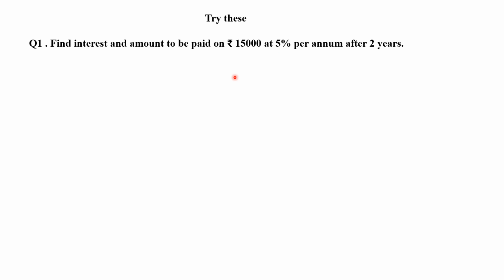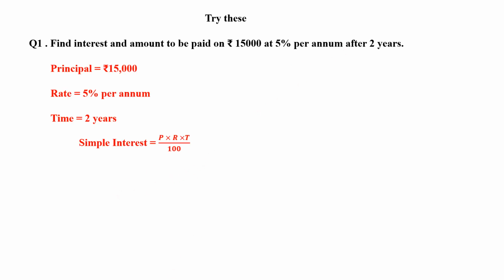Now let's try this question from the NCERT textbook. The question is: find interest and amount to be paid on 15,000 rupees at 5% per annum after 2 years. The information given is principal is 15,000, rate is 5% and time is 2 years. How to find simple interest? The formula is P into R into T by 100, and here your principal is 15,000 rupees, rate is 5%, time is 2 years, divided by 100. If you cancel these two zeros, you get 150 multiplied by 5 into 2, which gives 10. So the interest is 1500 rupees.